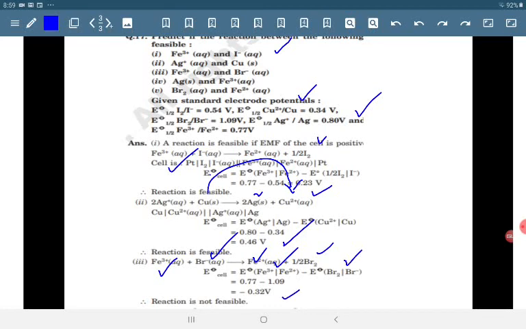If we compare the values of Fe3+ | Fe2+, 0.77, and for bromine it is 1.09, which is higher? For bromine it is higher, so this should be cathode. But as per the reaction, Fe3+ is the cathode, so here the E naught cell comes out to be negative, so the reaction is not feasible. The rest of the parts you can also solve this way.